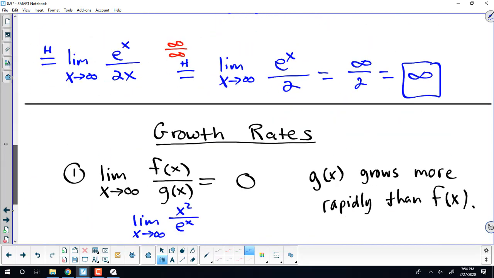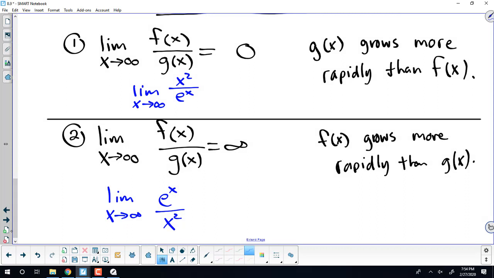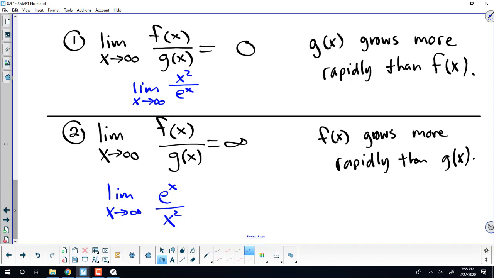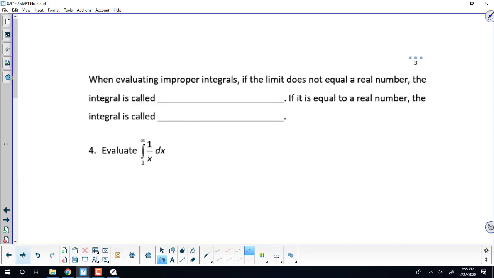Anyhow, does anyone have any questions? And if they approach a finite number, they grow at the same rate? Comparable rates. Okay. Yeah, if they approach a finite number, it's a comparable rate. All right, so that's kind of the tools necessary for evaluating these things. Does anyone have any other questions?